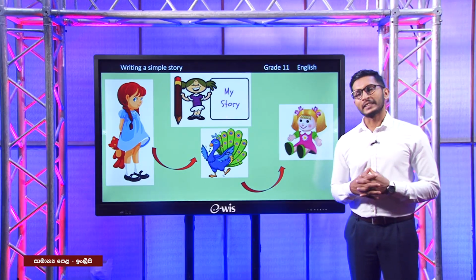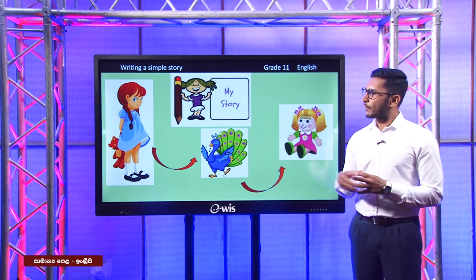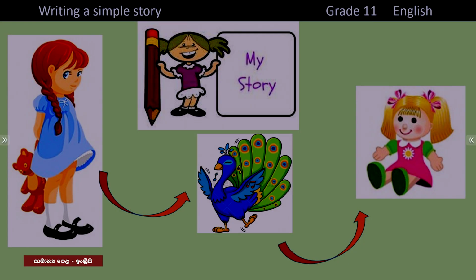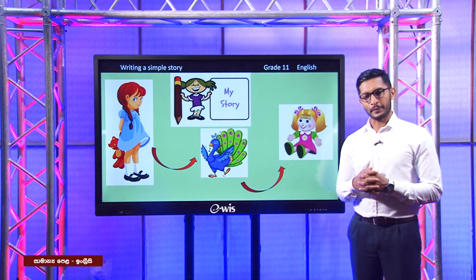Now it's your activity time. Now you are going to write a story on your own. Here I am going to help you. You can see 3 pictures on the slide. Look at the first one on the left. Yes, you can see a beautiful girl and then a peacock and a doll. Now you know these are the characters we are going to include in our story.